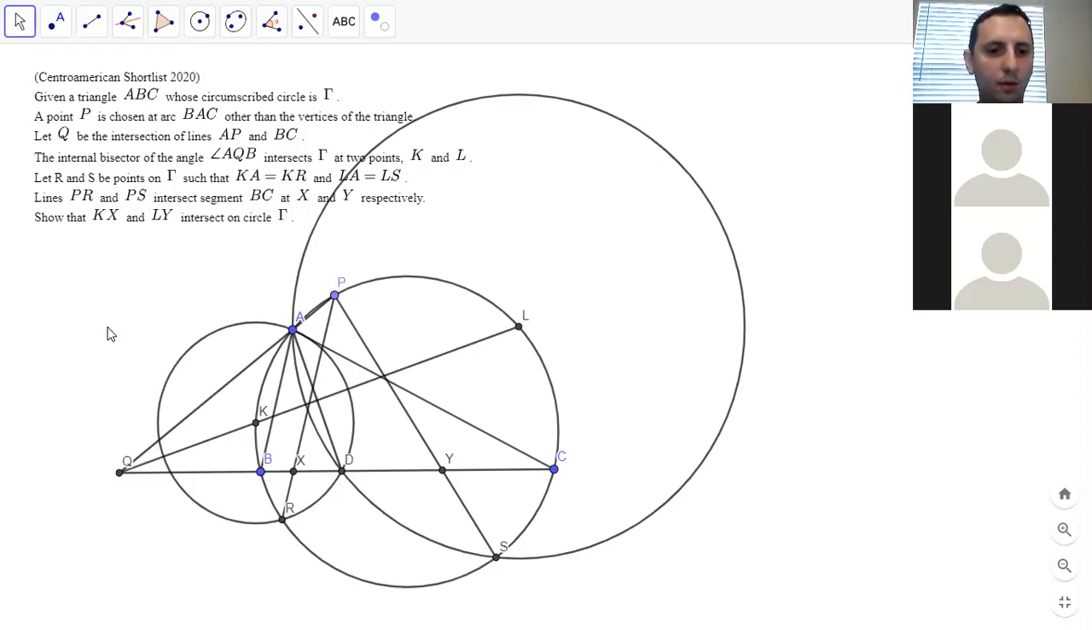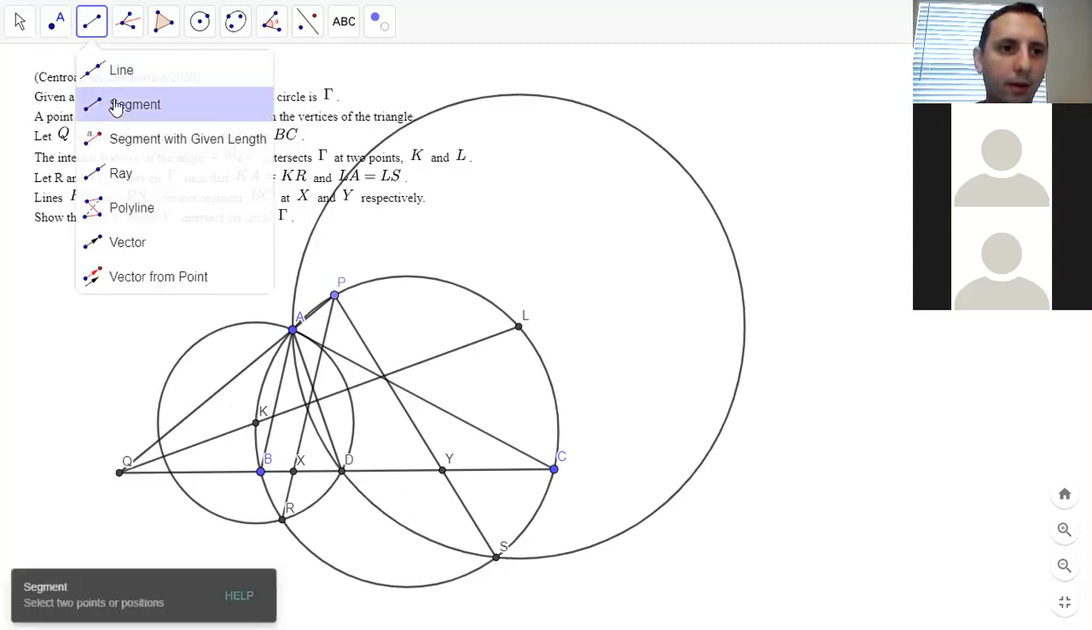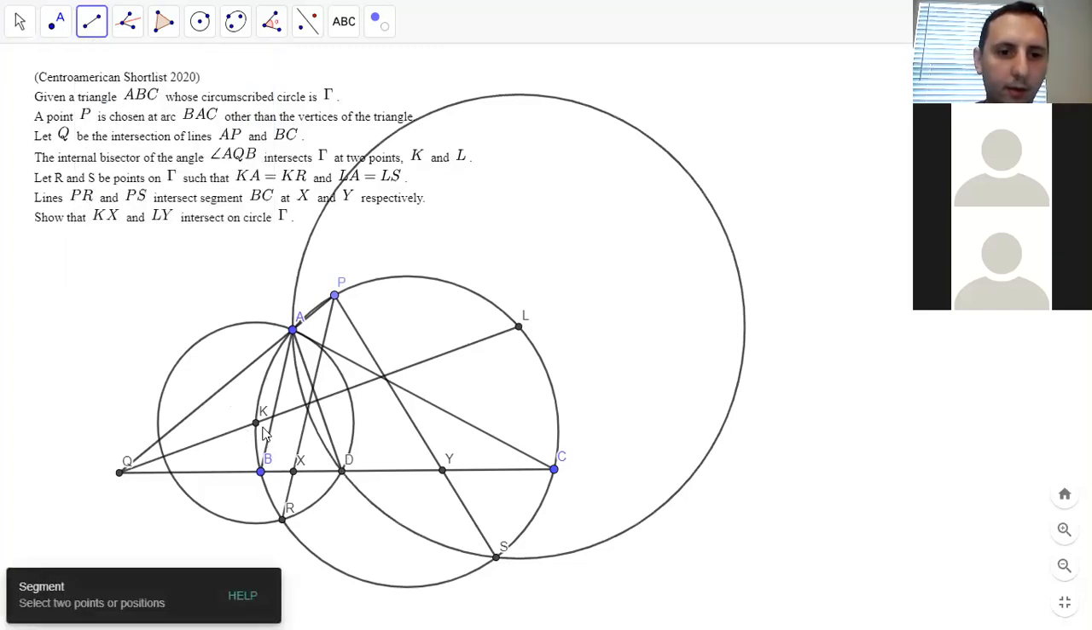This problem is really simple. It's easy to prove that K, D, S are collinear. Likewise, L, D, R are collinear. Then we use Pascal and we are done. Okay, so it's a simple problem. We just have to show K, D, and S are collinear.